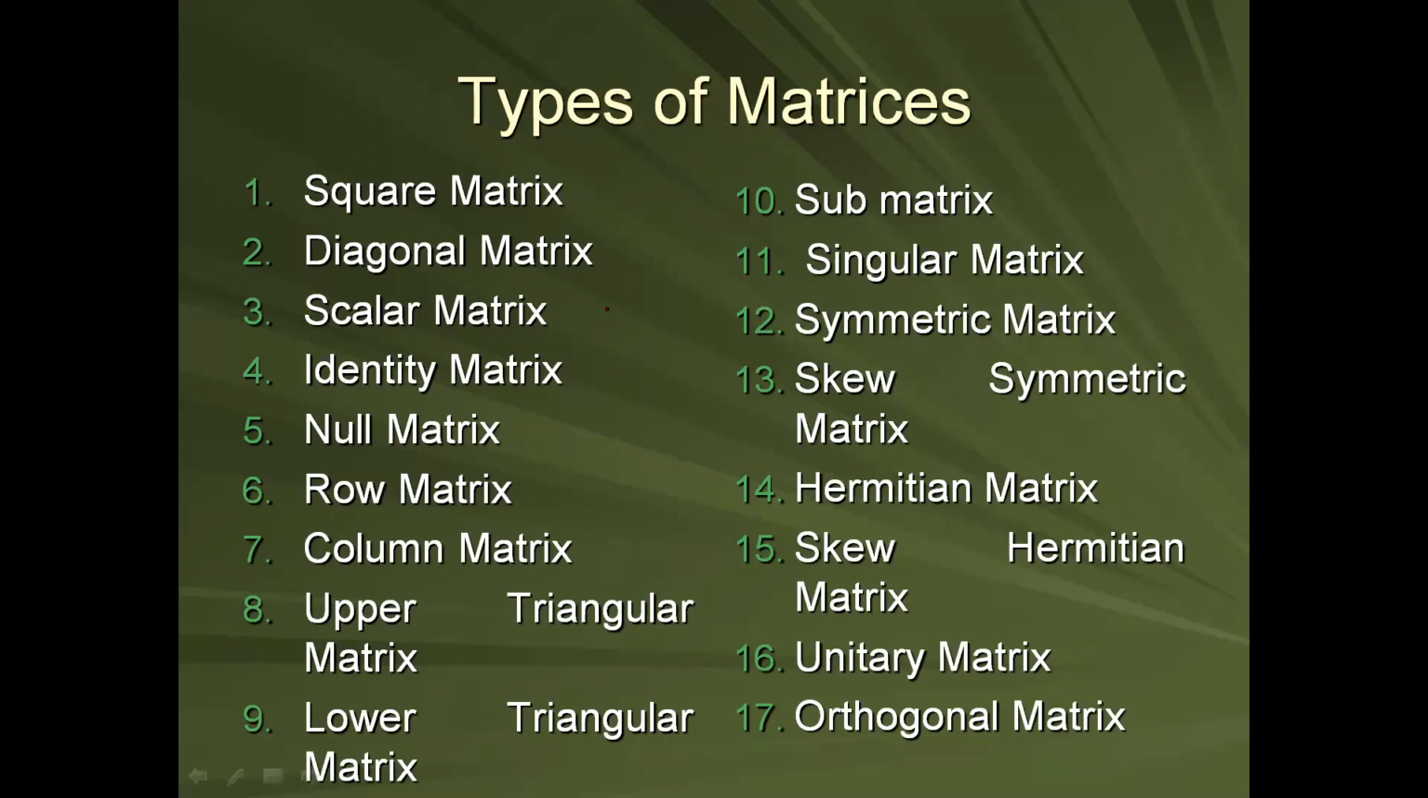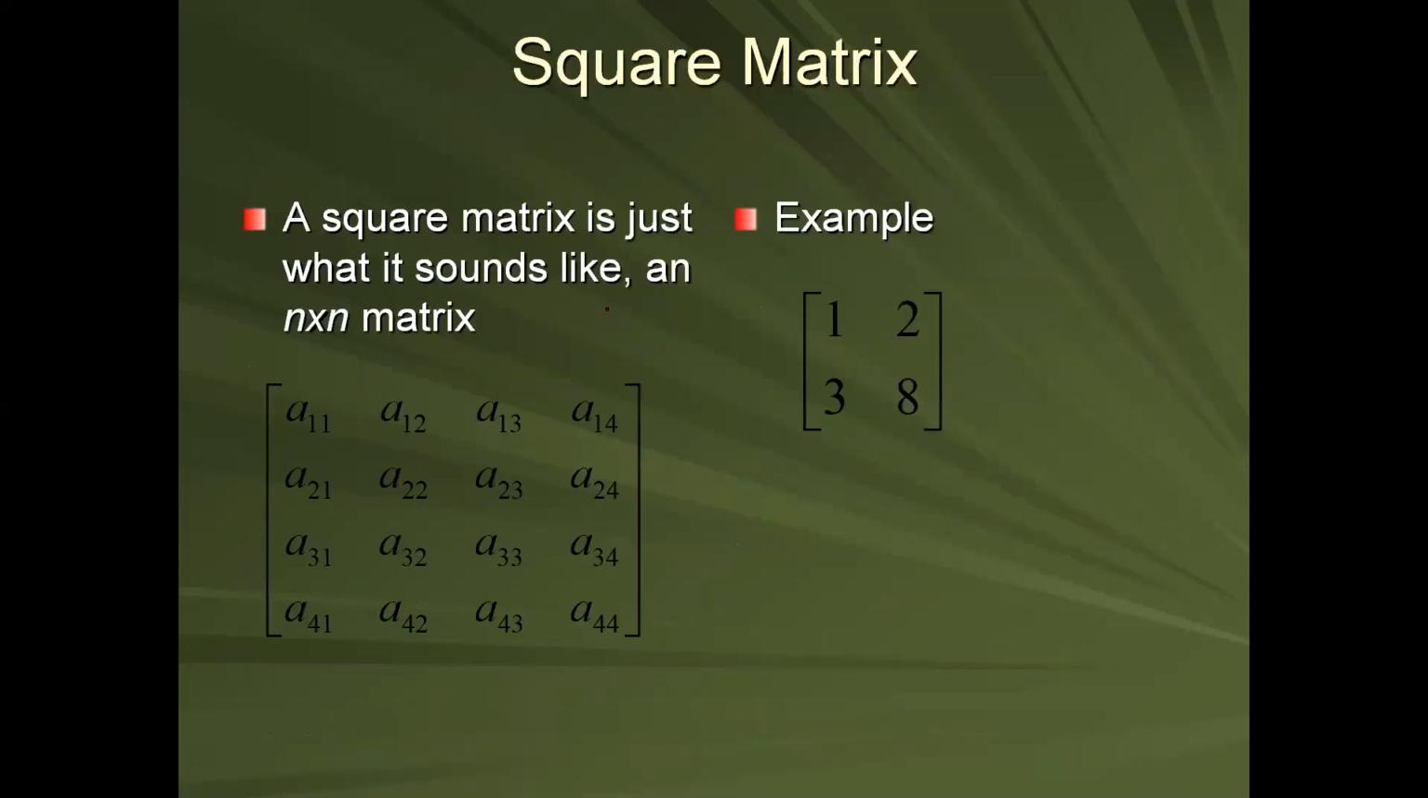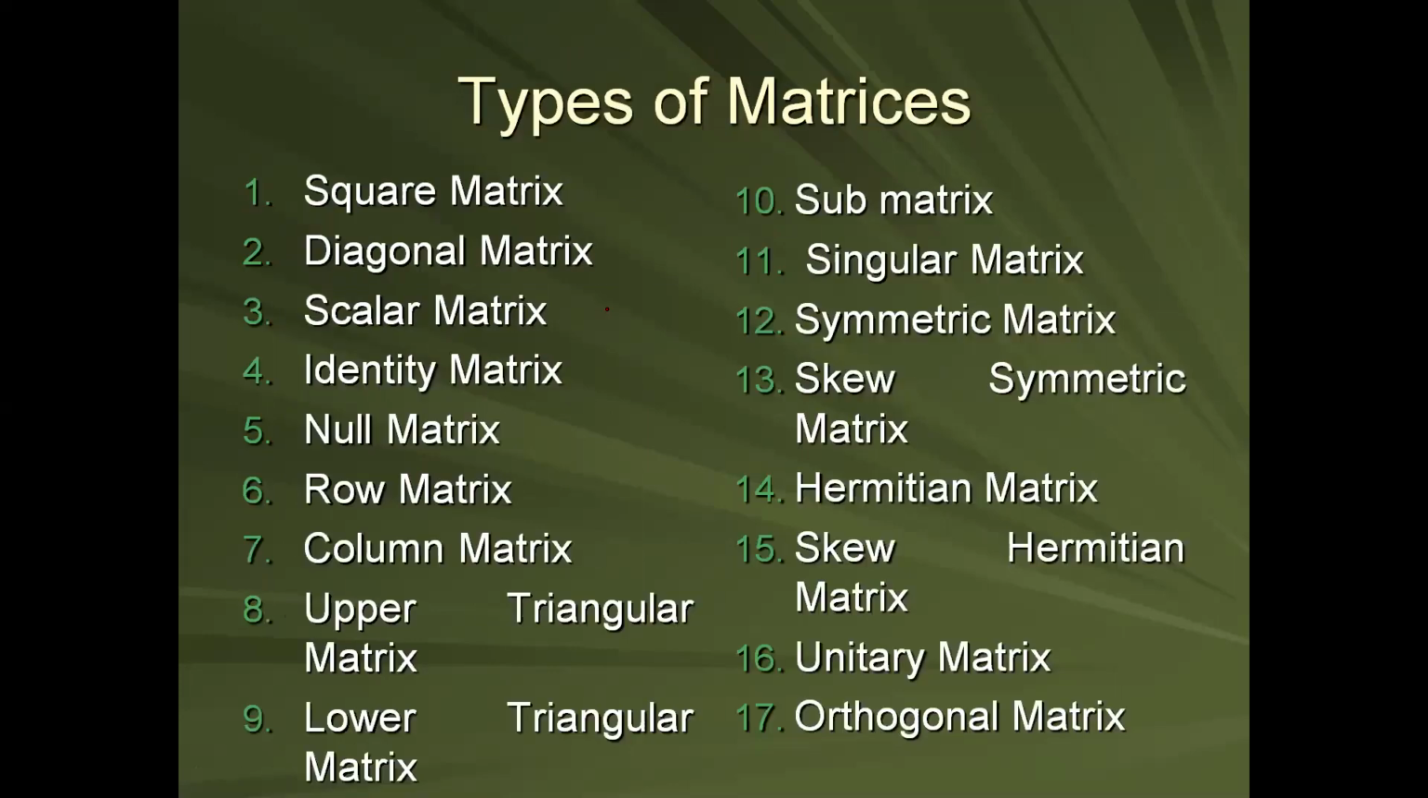What is a square matrix? Who will tell me? You just have to try. Don't worry about your answer. N cross N, yes, N cross N. Very good. So it is clear from its name, it's a square matrix. What is a square matrix? If the number of rows and number of columns are equal.